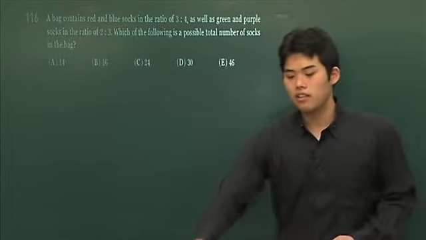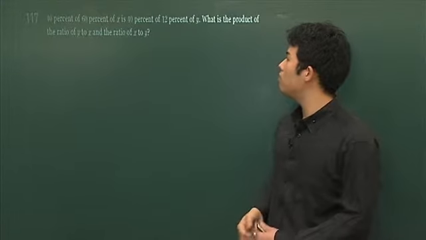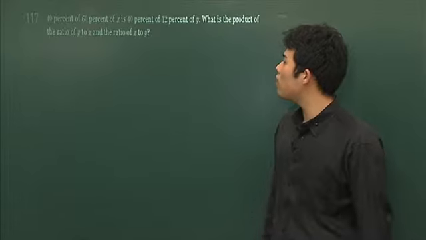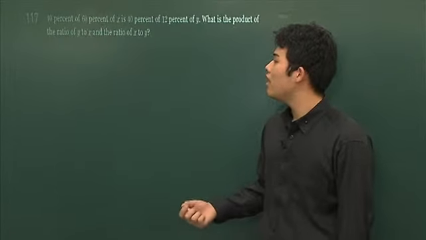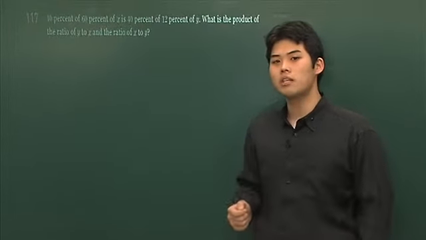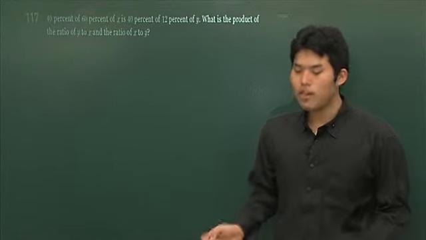All right, so now that we looked at a different type of problem, let's look at this. It kind of looks like a percentage type problem. It says here, 40% of 60% of x is 40% of 12% of y. What is the product of the ratio of y to x and the ratio of x to y? So while it looks like a percentage problem at first, it really isn't. Think about it in terms of ratios.